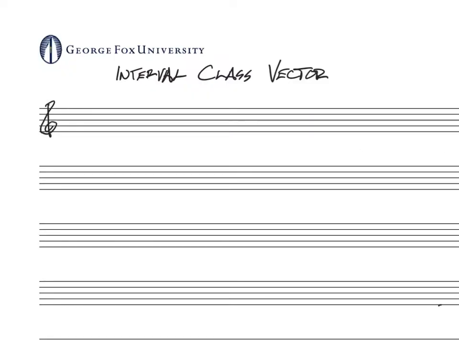Okay, so now let's talk a little bit about interval class vectors. Basically, interval class vector is a fancy way of taking the inventory of the intervals that are available in a pitch class set. Let me give you an example of that to start out with. Let's start with a plain old garden variety major triad. C, E, G, or as we would express it as a normal order pitch class set, 0, 4, 7.